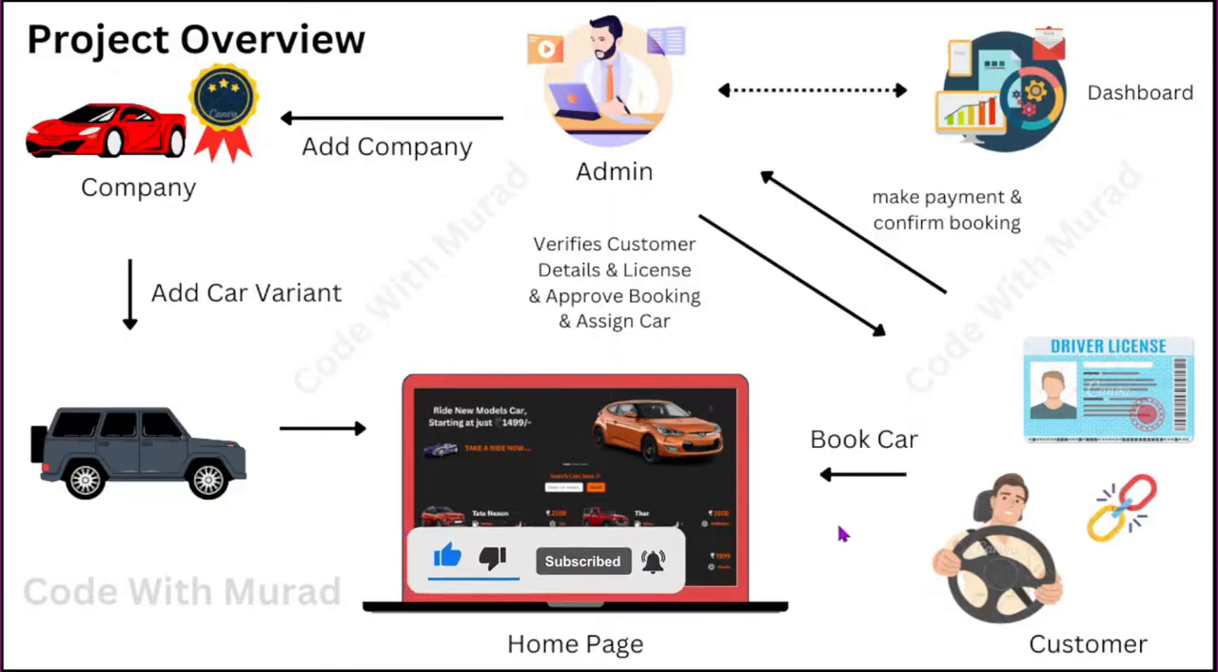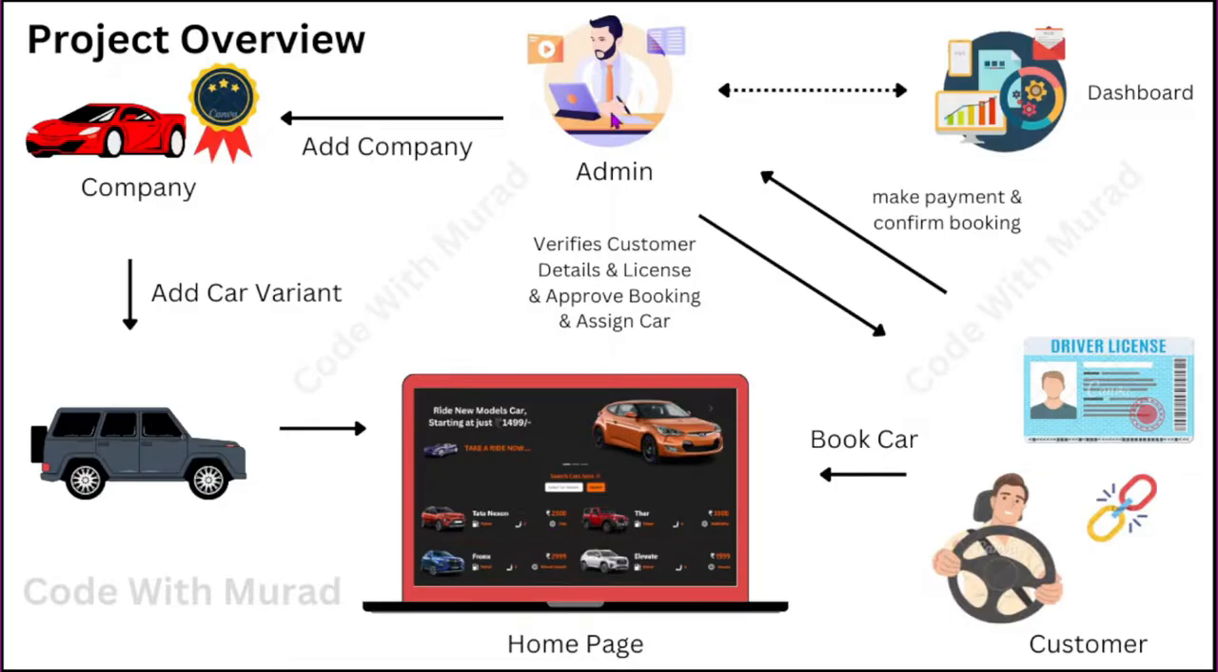Now once the customer books the car, the request will go to the admin, and now the admin can view that request from the customer in the dashboard. And from here he can see the complete detail about the booking which the customer has made, and along with that the admin can also view the customer details along with the driving license detail, and from here basically he can reject or approve the booking.